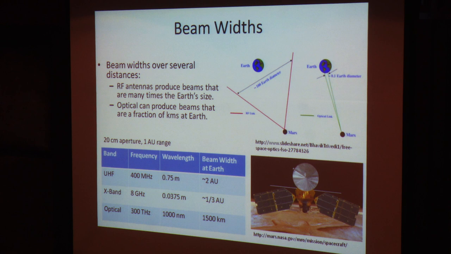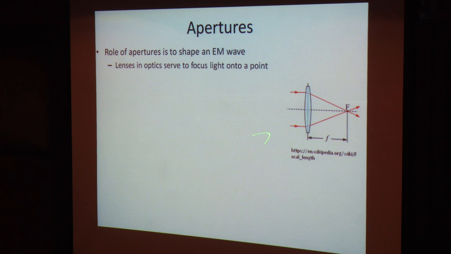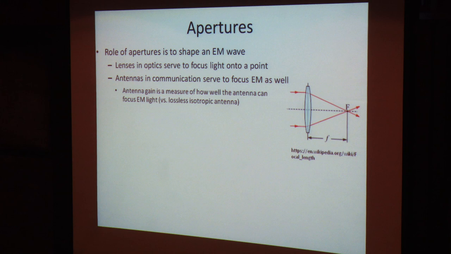So a little bit more about apertures. The way I see it, the role of the aperture is to give shape to that EM wave. Start with a familiar concept of taking rays of light and focusing them down with a lens to a focal point. Antennas essentially do the same thing. And in RF, we have the concept of the antenna gain, which is how well the antenna will focus that EM radiation in a specific region of space.